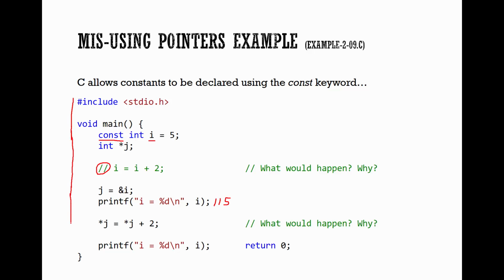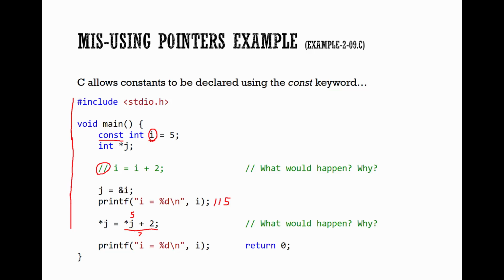But then we get down into kind of dangerous territory where we go star j equals star j plus 2. Well, this has the effect of looking up the value stored at the address that's in j. Well, the address stored there is the address of I, the constant. So this ends up being a 5 over here. Well, 5 plus 2 gives me 7 overall. And that 7 is going to be stored into star j. So actually what happens is that 7 will be stored into I.